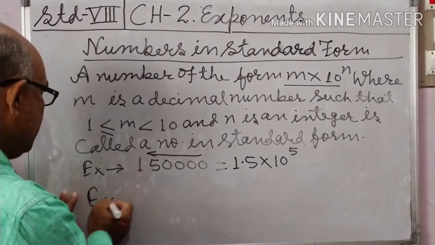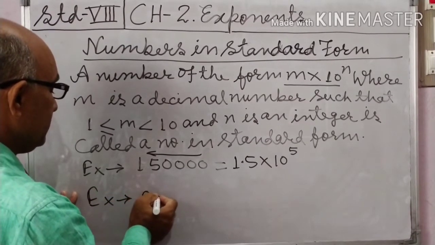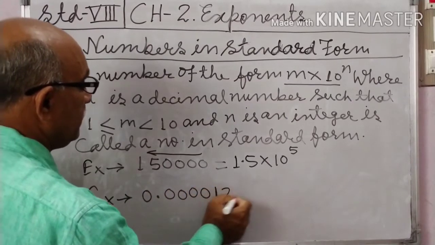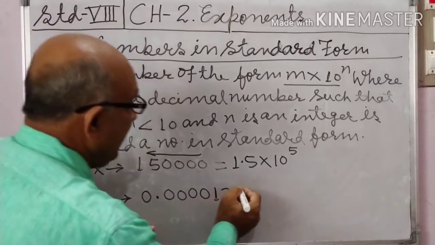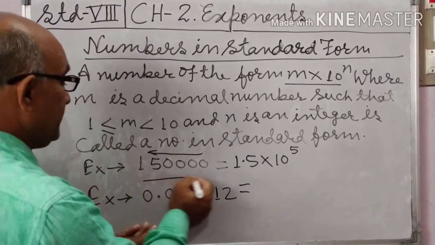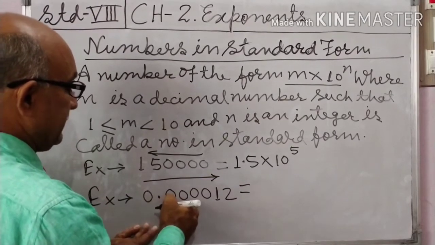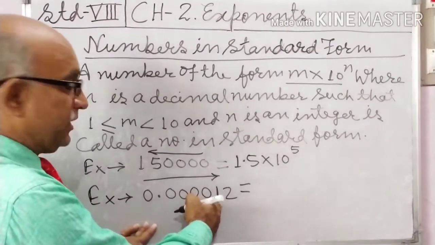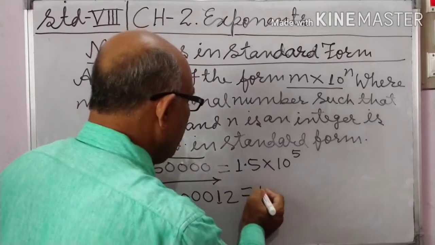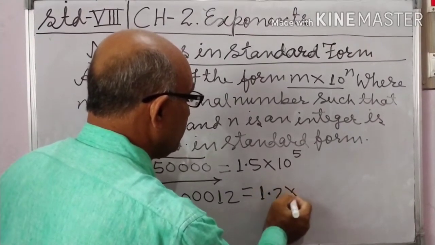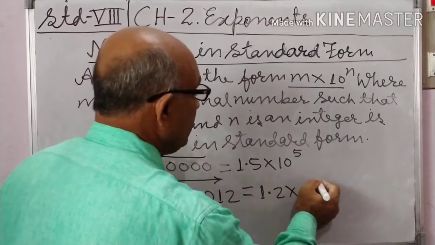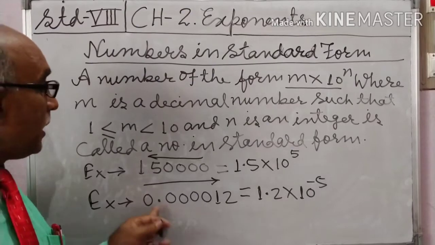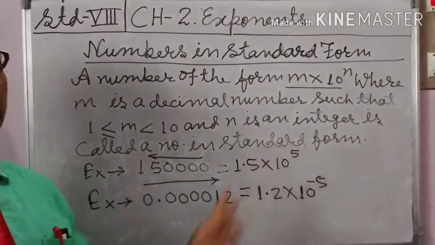And the second example is a small number, 0.00012. Write it in a standard form. The decimal is shifted 1, 2, 3, 4, 5 digits from left to right. So 1.2 into 10 to the power minus 5, because the decimal is shifted 5 digits from left to right.